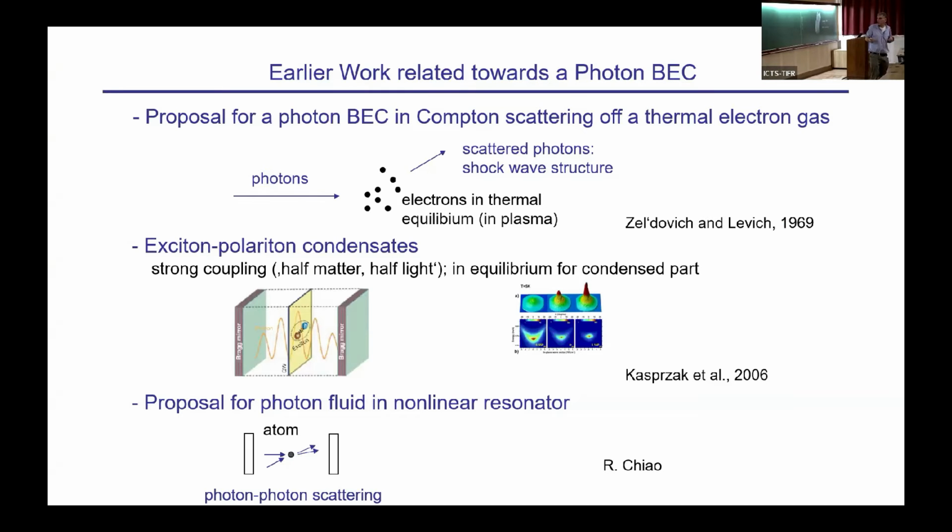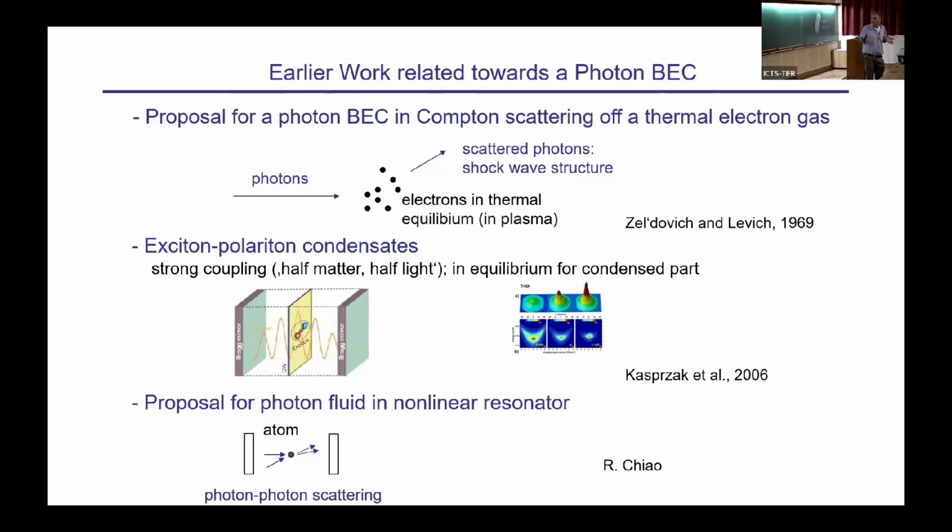There has been earlier work related to photon Bose-Einstein condensation. The first work that I'm aware of is a proposal for photon BEC in Compton scattering of a thermal electron gas by Zeldovich and Levich, 1969. What they proposed is to scatter photons off electrons in thermal equilibrium in a plasma, and the proposal was that there should be a shockwave structure that resembles a BEC. This was never observed experimentally.